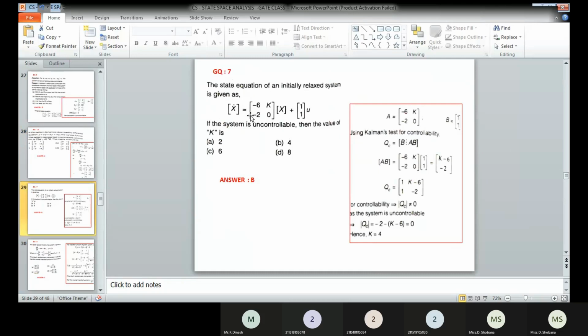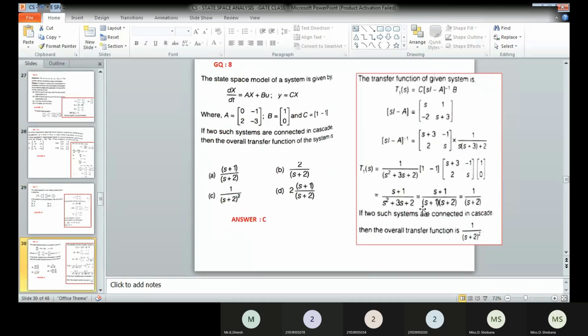Here the state equation of an initially relaxed system is given, and we have to determine K. They have said it is uncontrollable, so we have to check controllability. Here we have QC equal to B, A dot B. Uncontrollable means the determinant will be equal to 0. If you make that, you can obtain the K value equal to 4. So 4 is available in option B. That will be the correct answer.